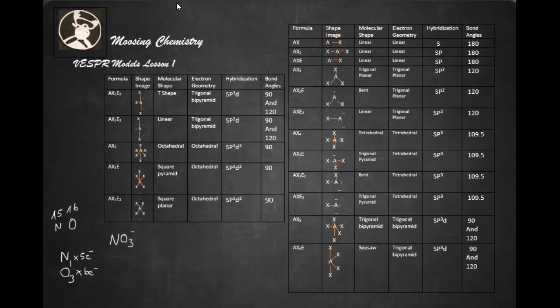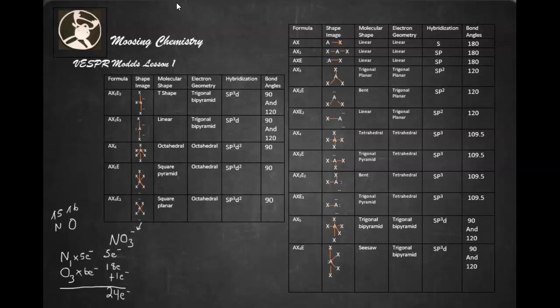Now, notice that I have a minus charge right there. That minus charge means I'm going to add an electron to this count. So this is going to give me 5 electrons. 3 times 6 is 18 electrons. And then I'm going to add 1 more electron to the count. So this is going to give me a total of 24 electrons. So whatever I draw, I have to have 24 electrons.